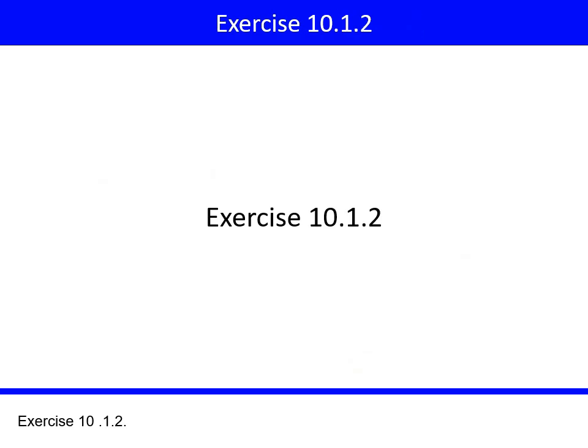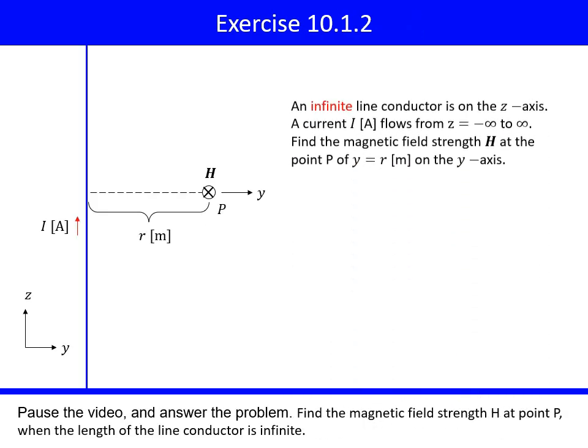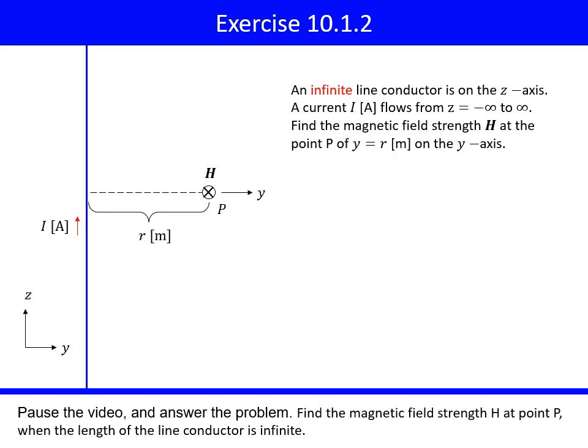Exercise 10.1.2. Pause the video, and answer the problem. Find the magnetic field strength H at point P, when the length of the line conductor is infinite.